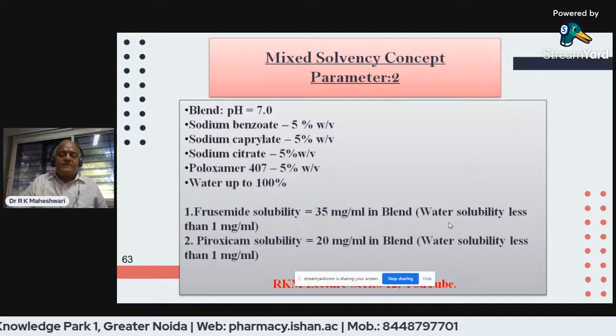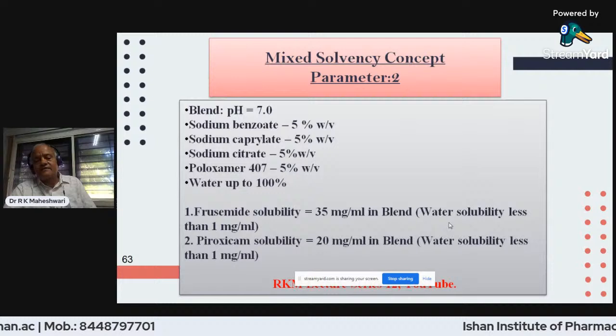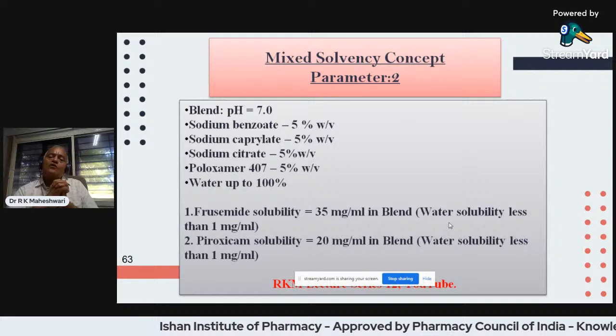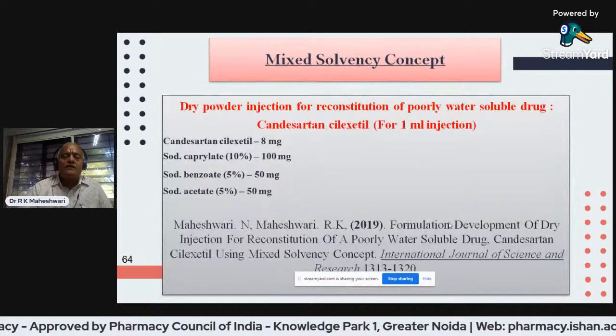Second example is that of piroxicam. The solubility of piroxicam in water is less than 1 mg per ml, but in this particular blend, the solubility is 20 mg per ml. Okay, so in this way, the mixed solvency concept can be employed to increase the drug loading in your formulation. For example, you see the applications of the mixed solvency concept.